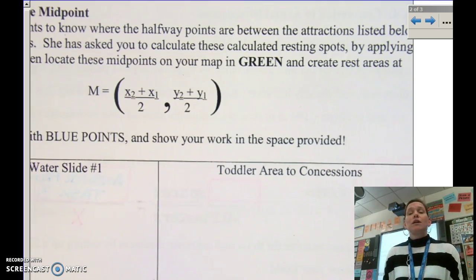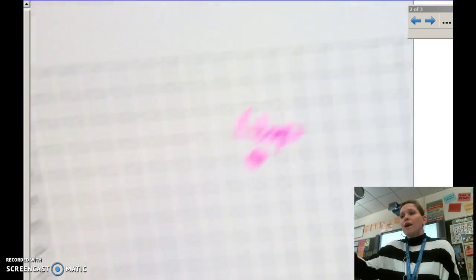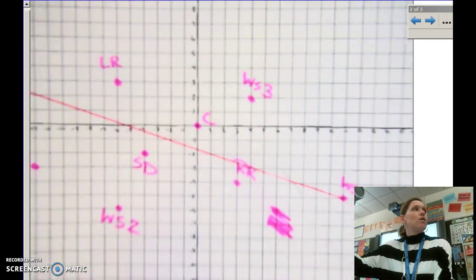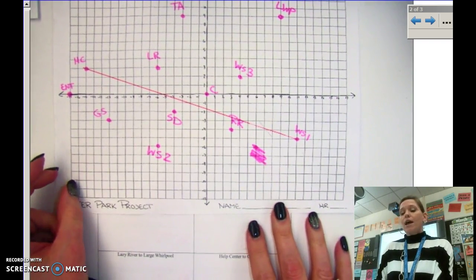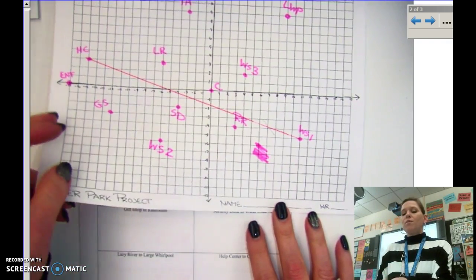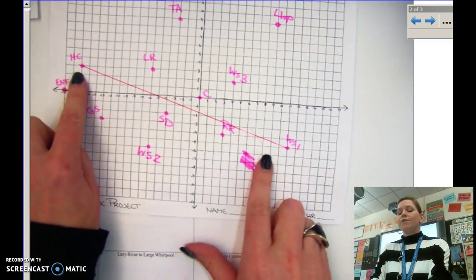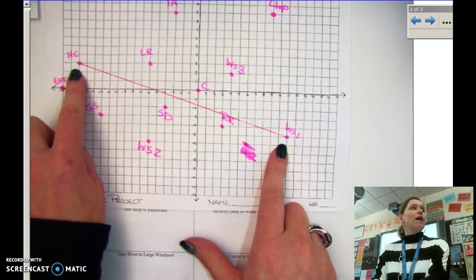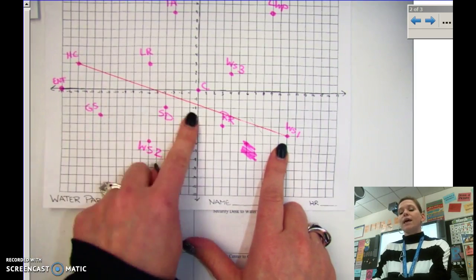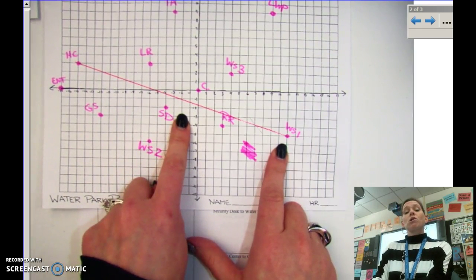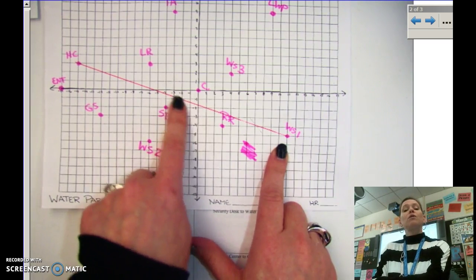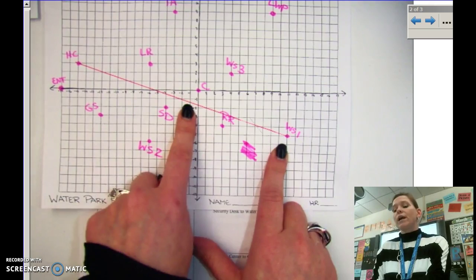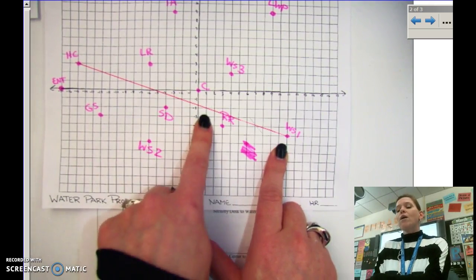But I do want to talk just a little bit about it. The midpoint, if you think about it, is just the halfway point on your coordinate grid. So let's say, for example, this is your map, and the very first thing you're supposed to do is find the midpoint between the help center and water slide 1. So we would take this line here, and our task is to find where the halfway mark is. Mrs. Corden, our supervisor, wants to put little rest areas between all of these midpoints. So we need to figure out where it's located.